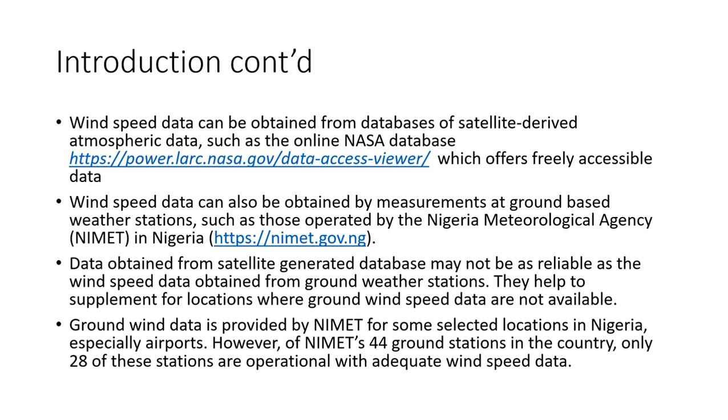Wind speed data can also be obtained by measurement at ground-based weather stations, such as those operated by the Nigerian Meteorological Agency, NIMET, in Nigeria. Data obtained from satellite-generated databases may not be as reliable as the wind speed data obtained from ground weather stations. They help to supplement for locations where ground wind speed data are not available.